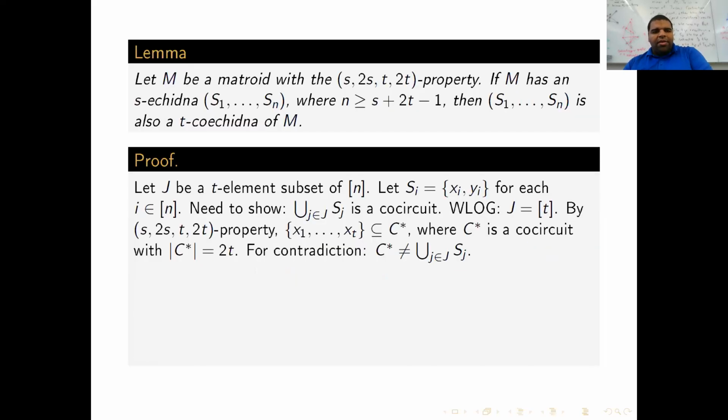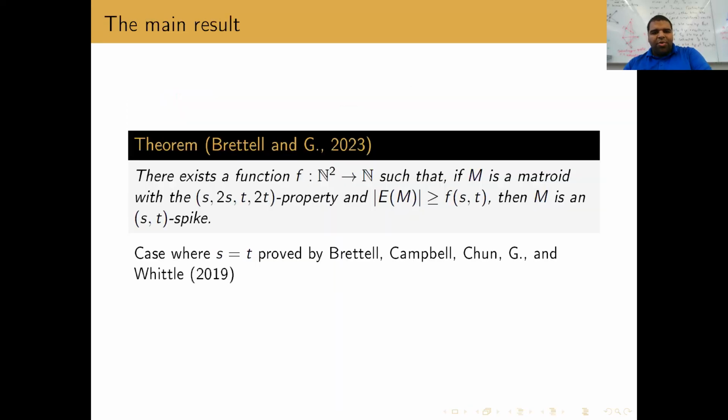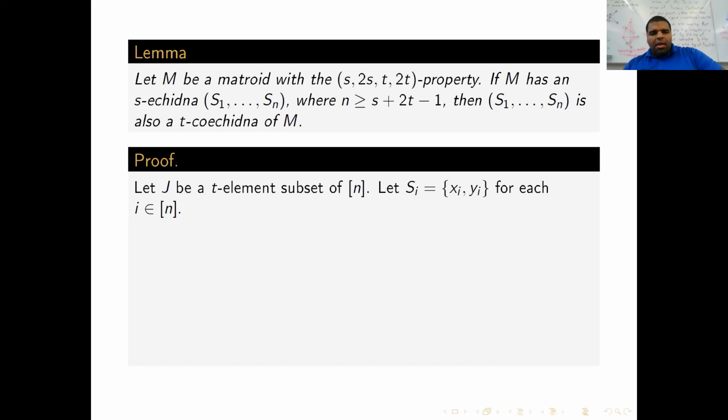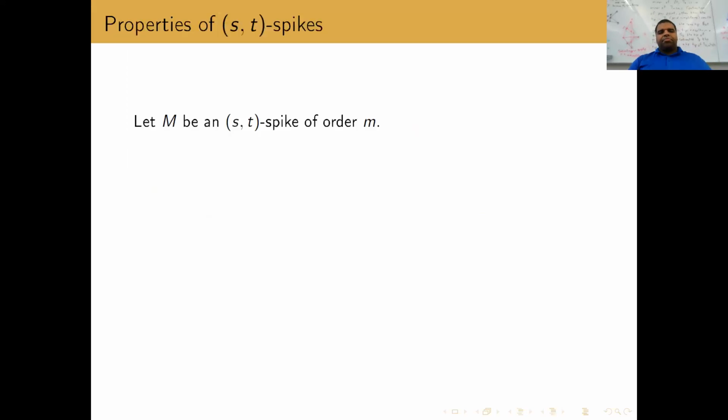Okay, so again, this is a little bit of a flavor of how we prove this. If we have large enough matroids with the S2ST2T property, then those matroids have to be ST spikes. So let's look at some properties of these ST spikes. If M is an ST spike of order M, then that order is going to be at least S plus T minus 1.